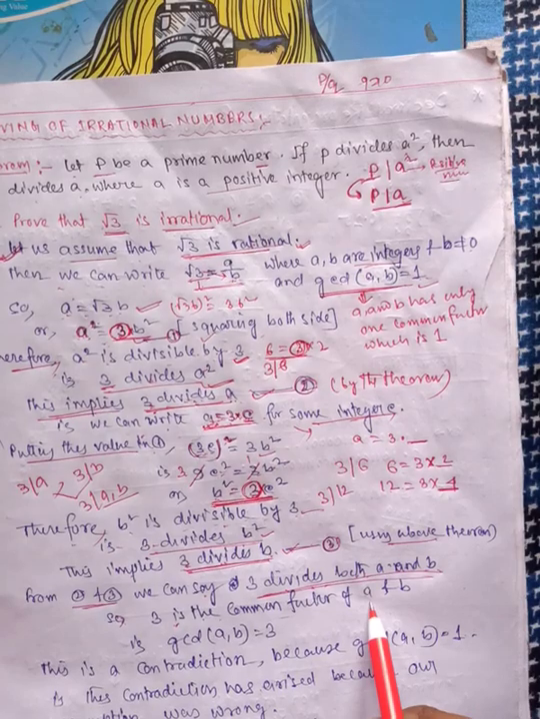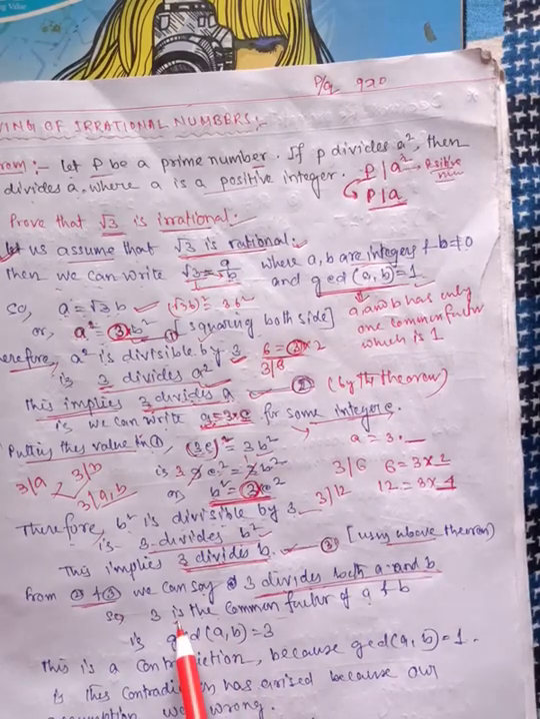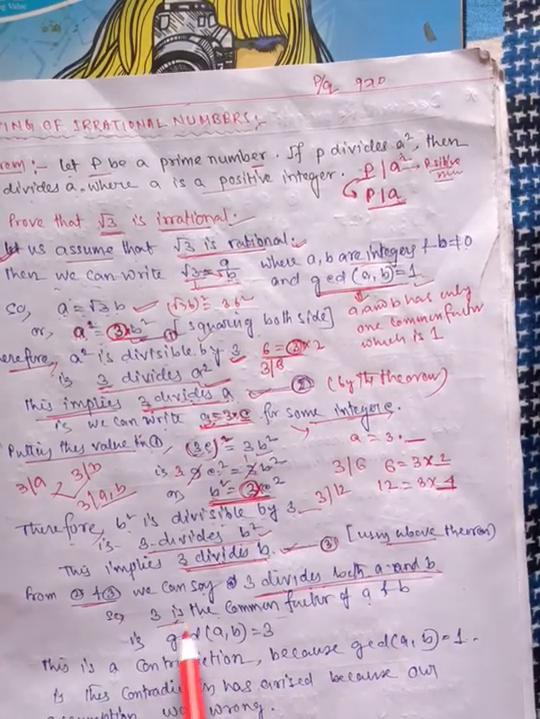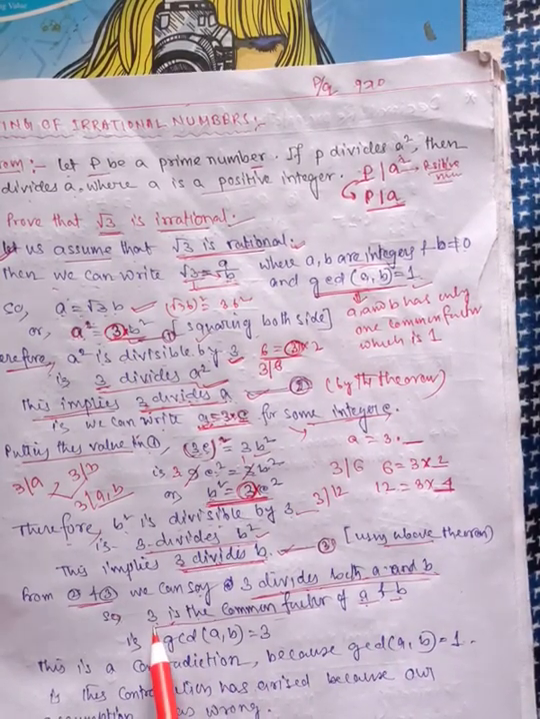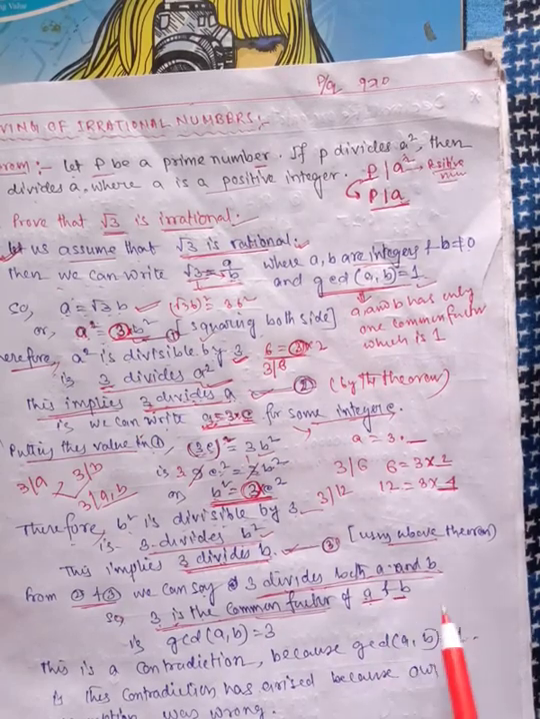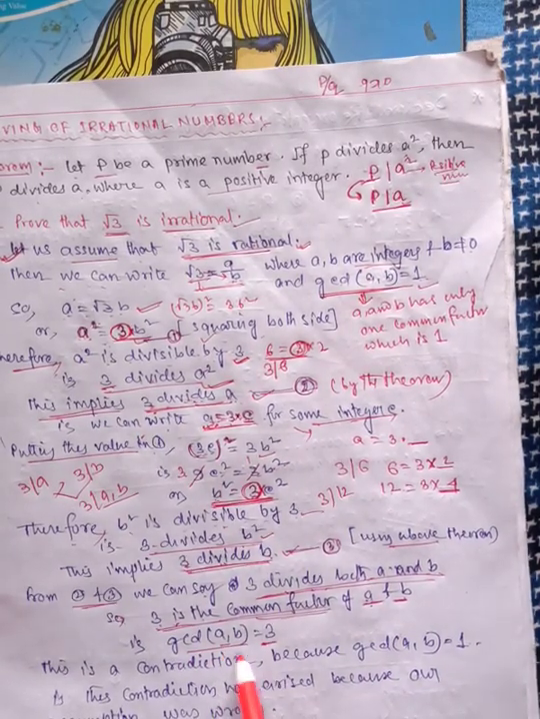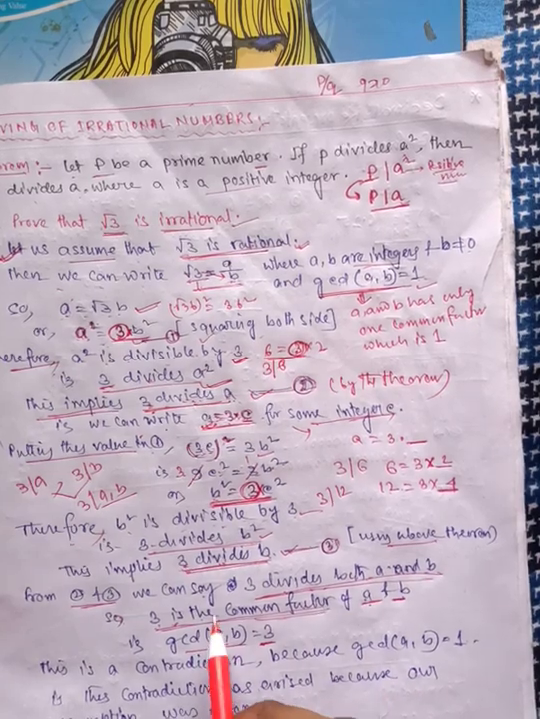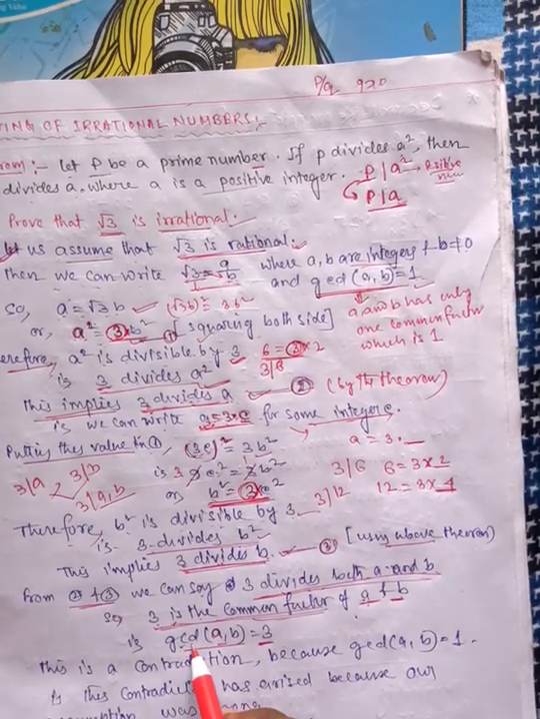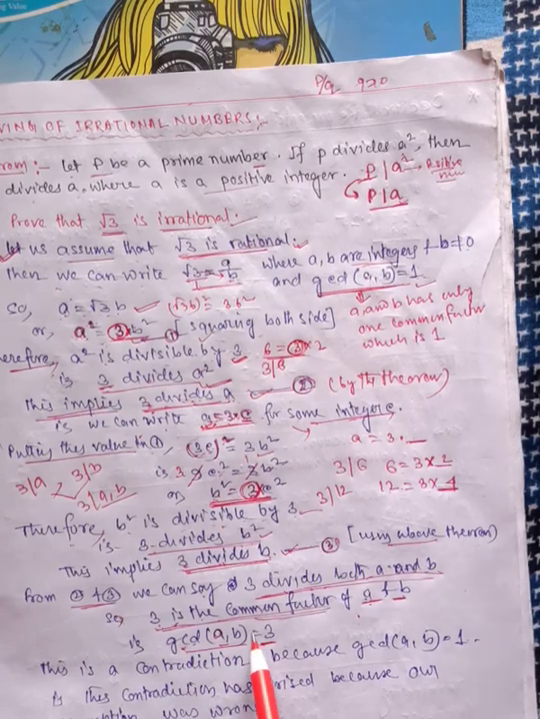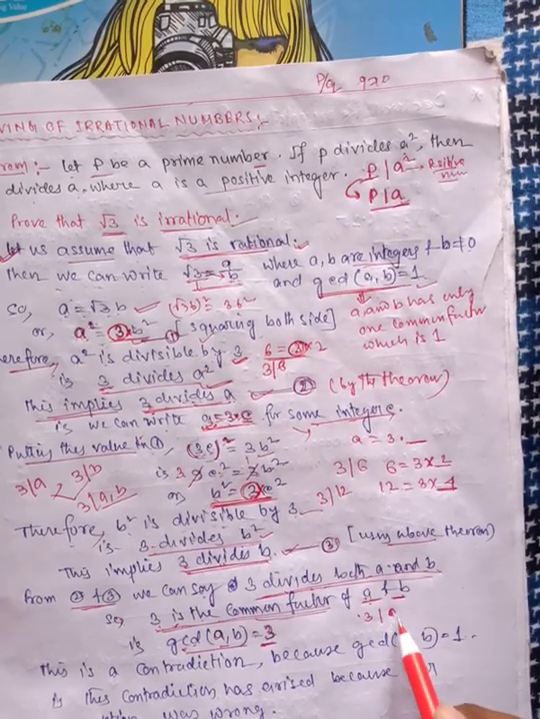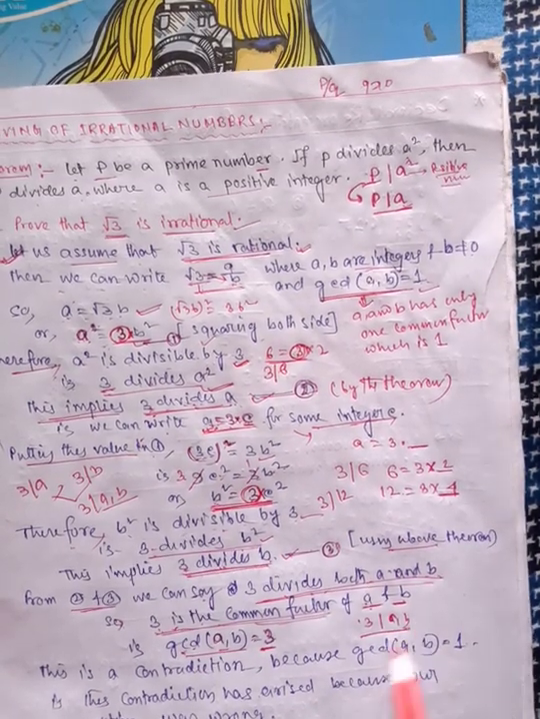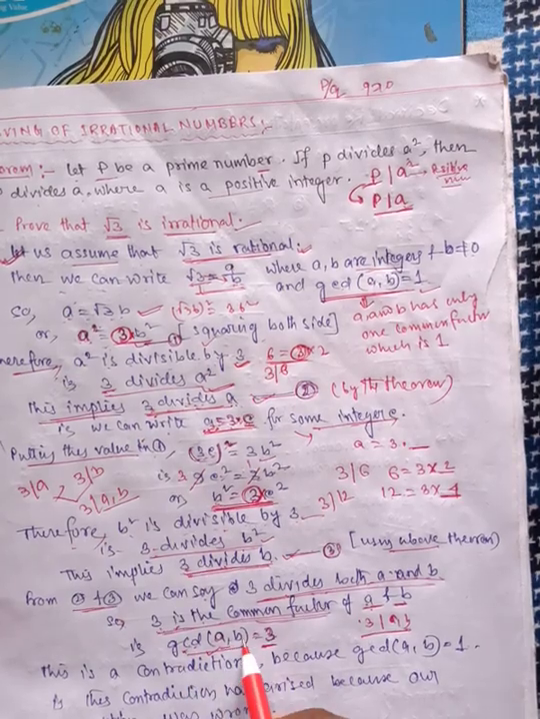What is a factor? If a number divides another number, it is called a factor of that number. So 3 divides both numbers, so 3 is a factor of a and b, and it is a common factor. So GCD of a and b is at least 3, because 3 is a common factor of a and b. So you can write the common factor of a and b is 3.